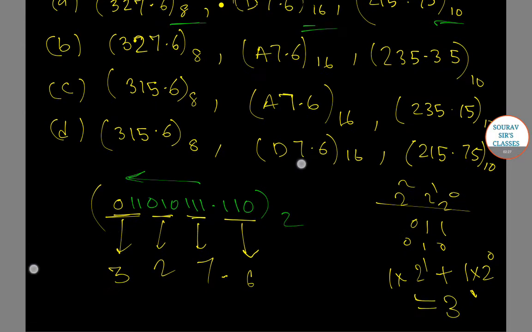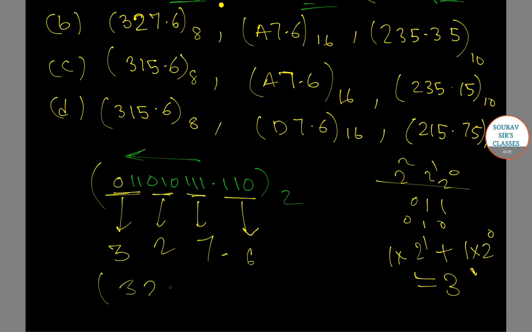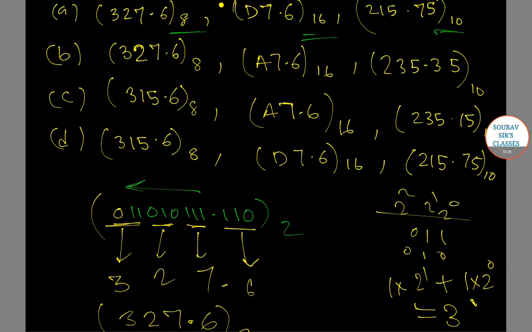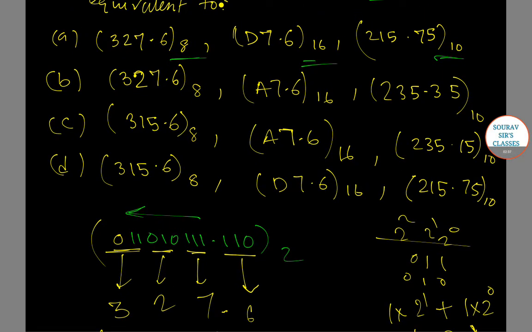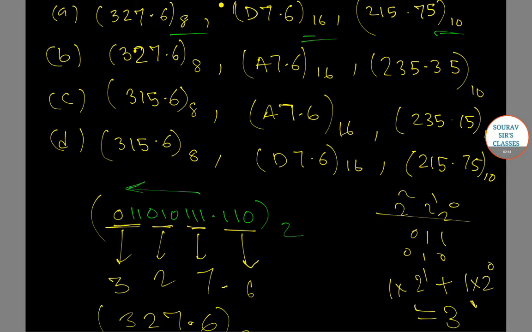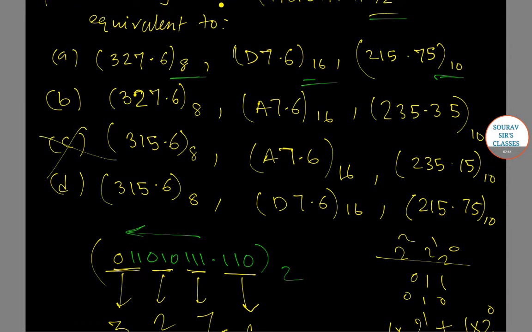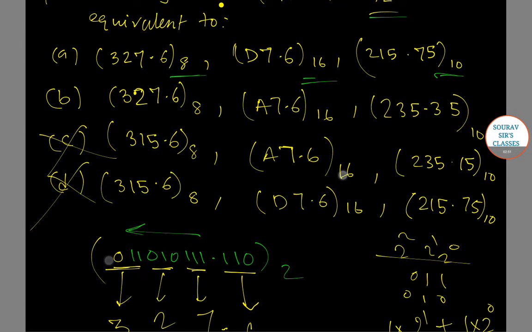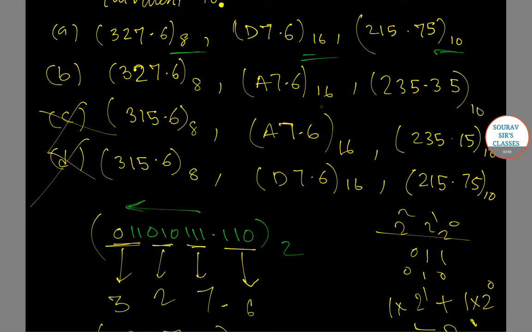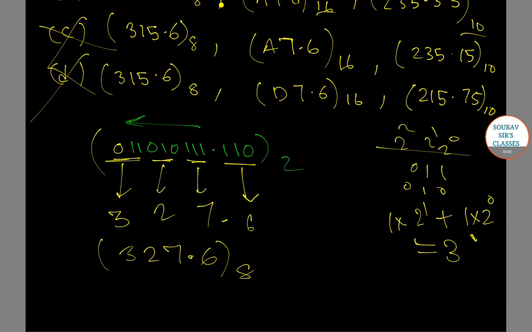So the number in octal, or base 8, will be 327.6 in base 8. Checking the options, we see that options A and B both have 327.6 in base 8. So we can eliminate options C and D, because the base 8 value is 327.6, and any of the bases 16 and 10 will do, because both are different for these options. But we will do the whole question.